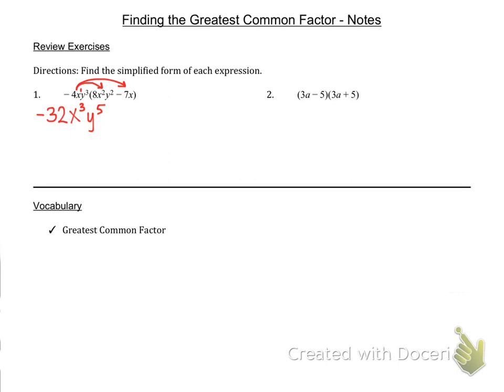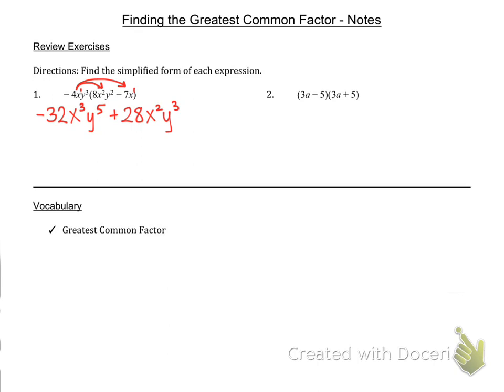Now I'm going to do a negative 4 times a negative 7, which is a positive 28. Then I'm going to add the exponents for my x terms. So x times x is x squared. And then I still have the y cubed. And that is my final answer.